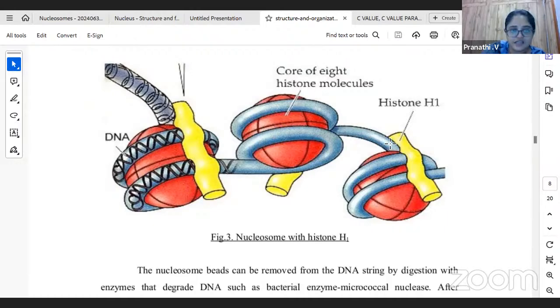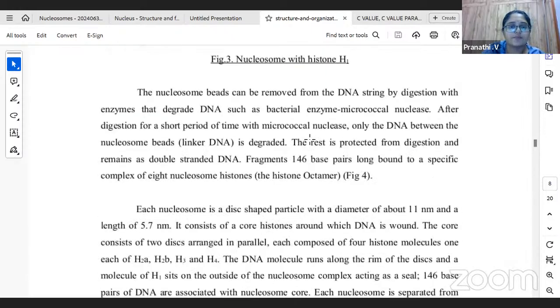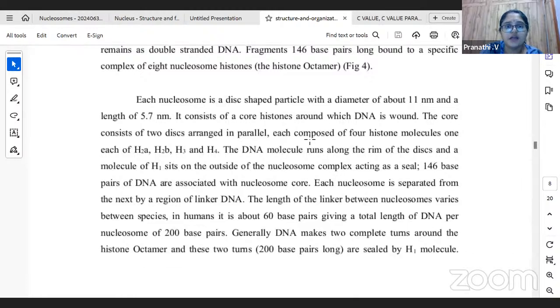This is the linker DNA again, and this is the histone H1 over here. This has H2A, H2B, H3 and H4 molecules, so they make two of each. Now, once this is done, the DNA molecule runs along the rim and acts as a seal, and around 146 base pairs of DNA are associated with this nucleosome core basically.